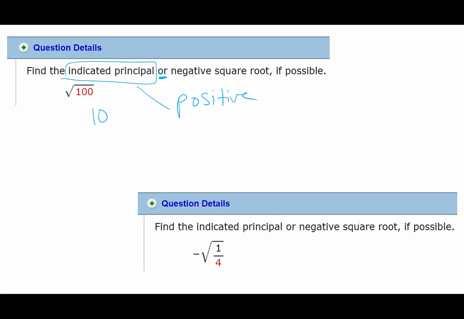Okay, take a look at the bottom one. This is the negative square root of the fraction 1/4. Remember, one big fraction can be broken down into two smaller fractions. The square root of 1 in the numerator is 1. The square root of 4 in the denominator is 2. Those are the principal square roots. It will be a negative 1/2 because there was a negative on the outside of the original radical. And so your final answer is negative 1/2.